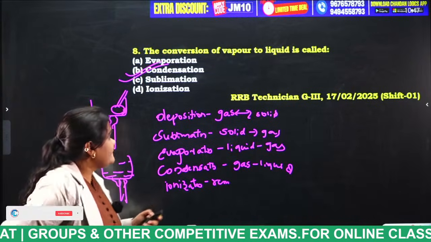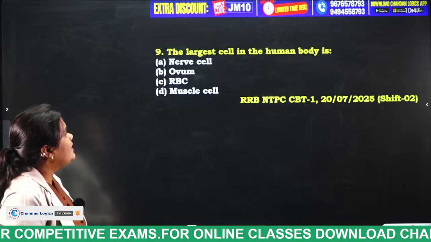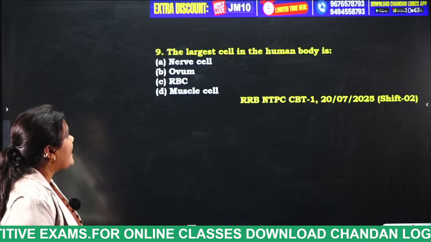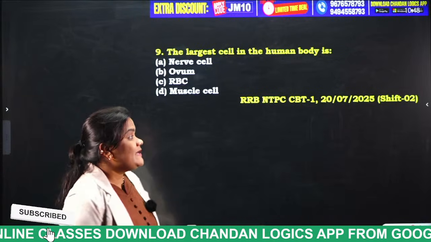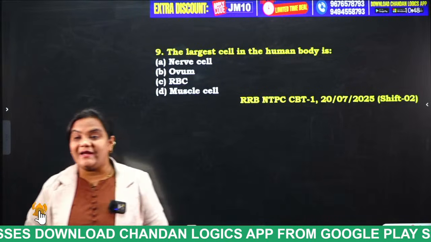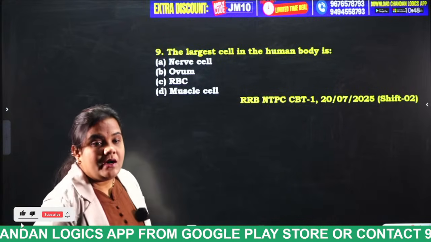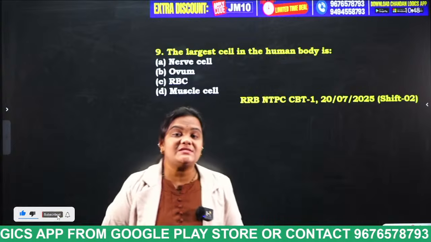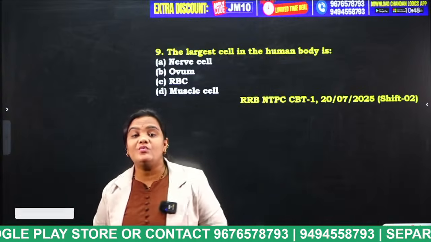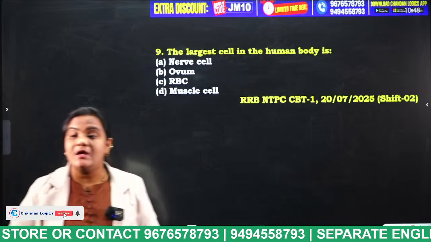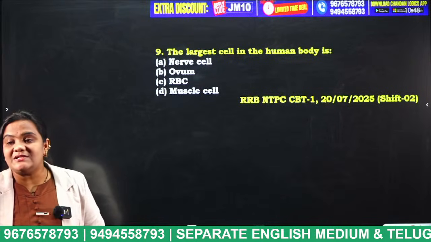Okay. Next question. The largest cell in the human body is: nerve cell, ovum, RBC, or muscle cell. RRB NTPC CBT 1, July 2025. Now tell me, students, which is the largest cell in our body? That largest cell has a volume of 0.1 mm and a diameter of 100 to 150 mm. So which is that? Tell me, students, what is the answer for this question?